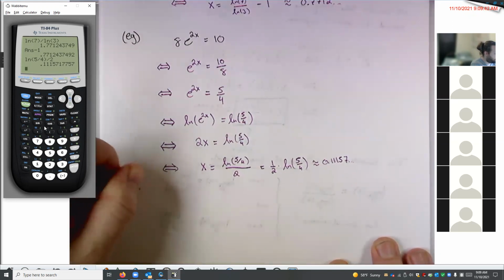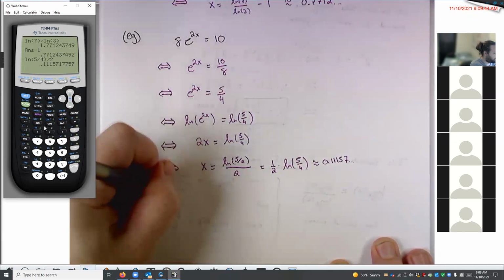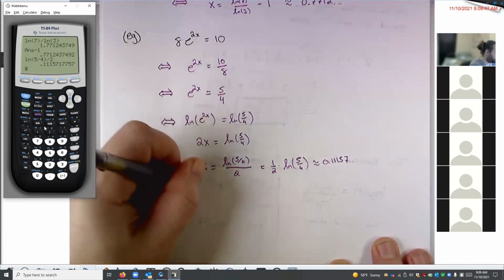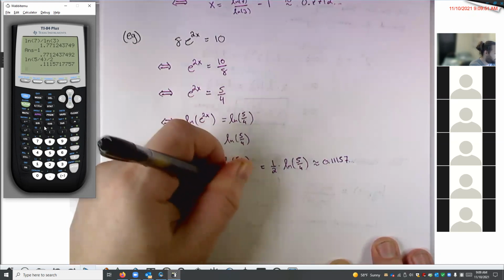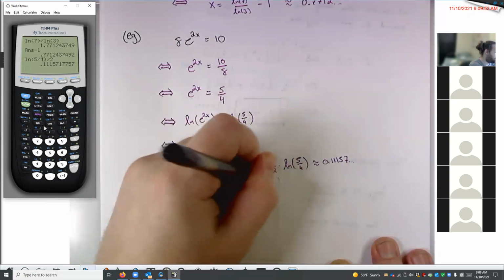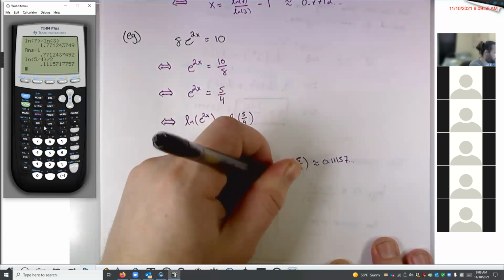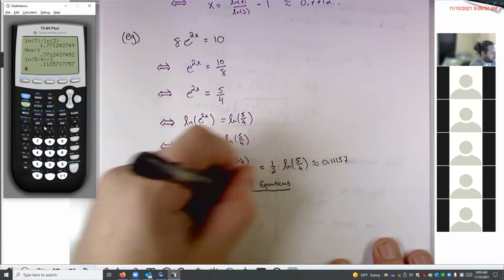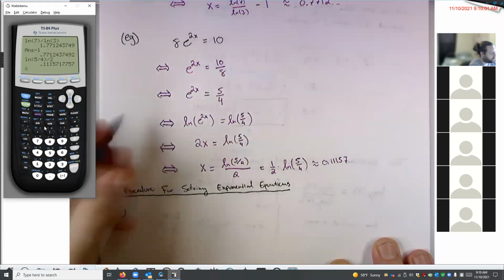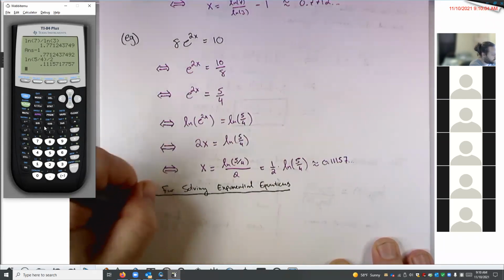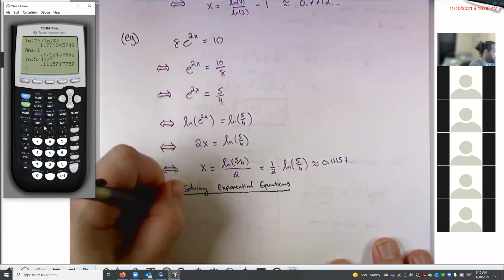I want to outline the procedure here for solving exponential equations. Like we saw here, the first thing you need to do is isolate the exponential.